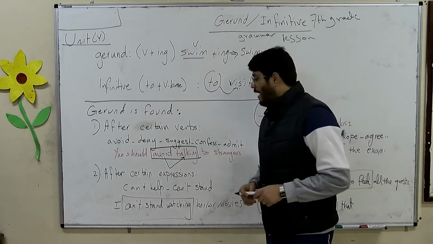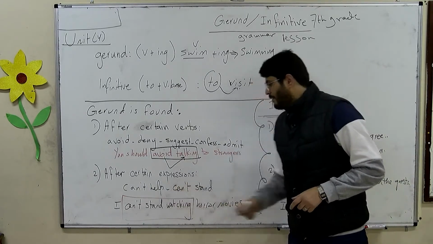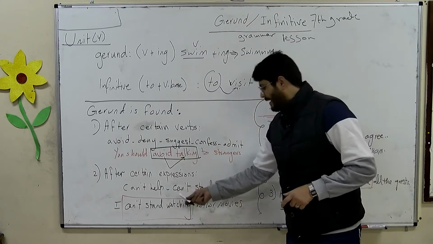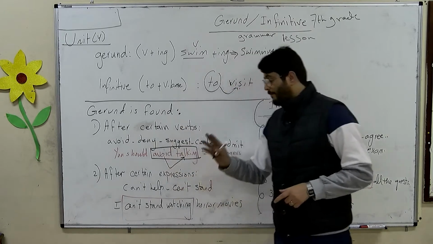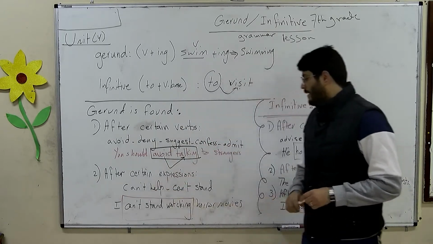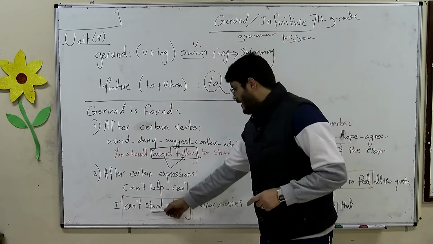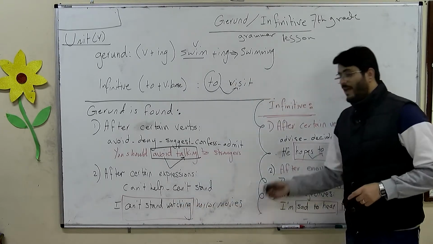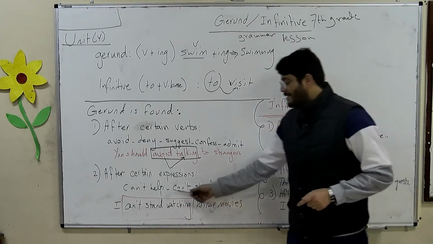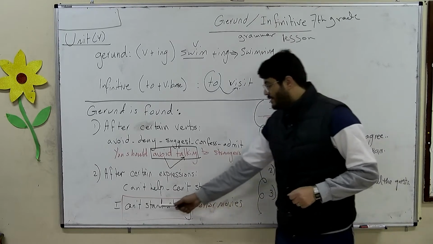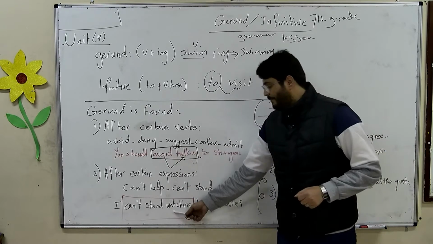Number 2, after certain expressions, for example, cannot help or cannot stand. Let's see the example that we have. I can't stand watching horror movies. As you see, we have the expression can't stand, which is followed by the gerund, which is verb with ing.